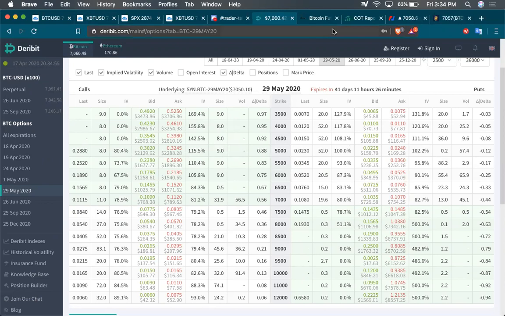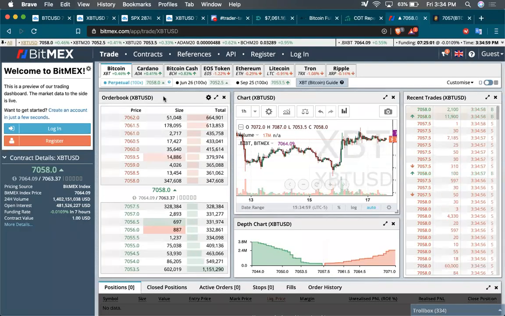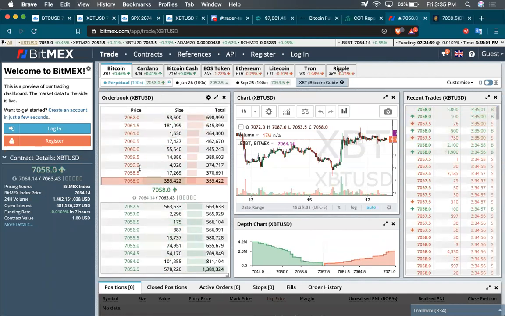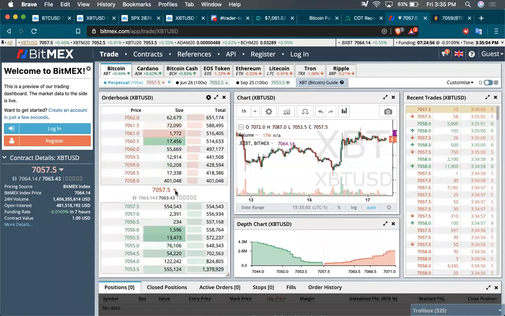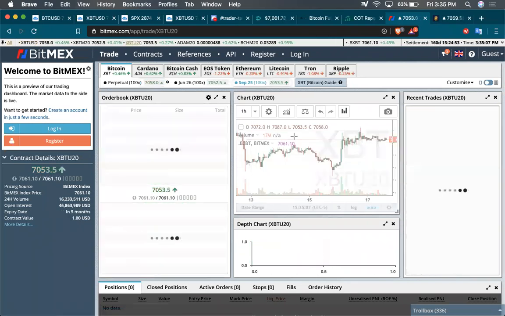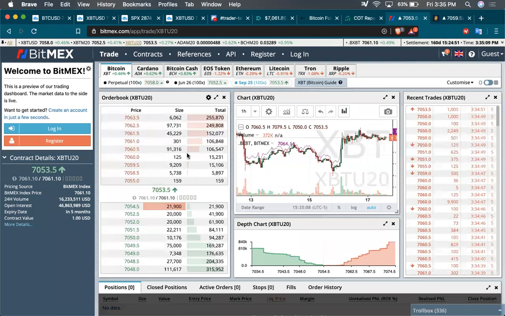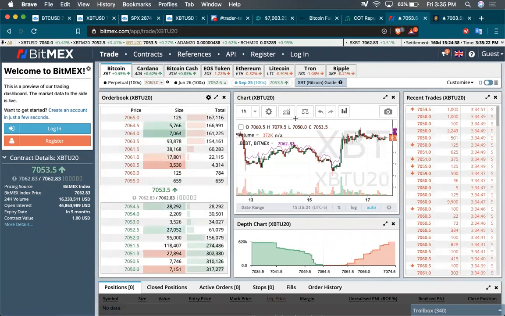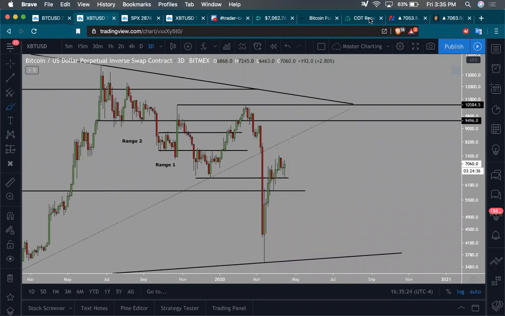You could even alternatively go to the futures contracts on BitMEX and say, all right, well, I see Bitcoin trading at 7,057 right now, right? How are the futures contracts looking for September 25th? Well, they're looking all right, no real strong premium anywhere. So you're effectively saying that, all right, if I want to buy the current contract at the current price, if price goes up as a long, right? If price goes up from here, I can make significantly more money.